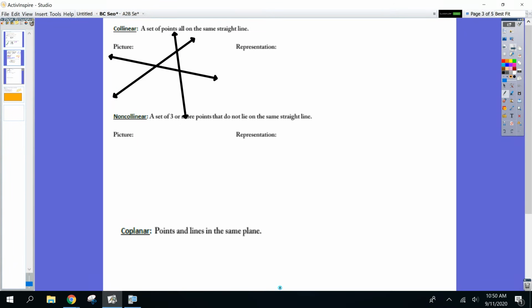All right, collinear. First, don't draw the diagram yet, because I ask this every year. If you feel like it, do me a favor in the chat. The word collinear has what other word in it? The word collinear. What other word or words do you see in collinear?